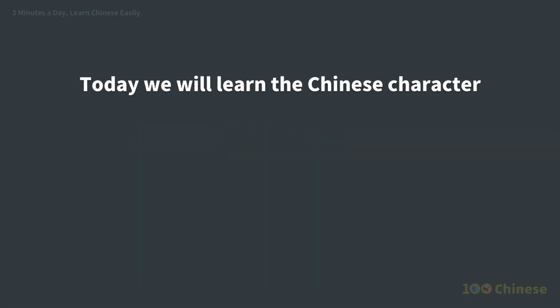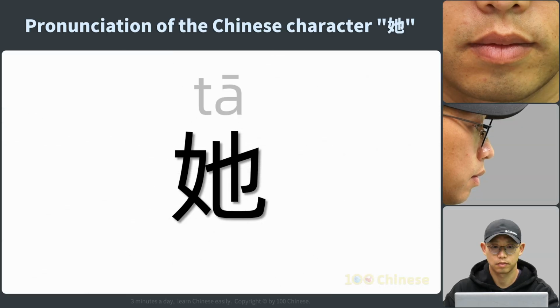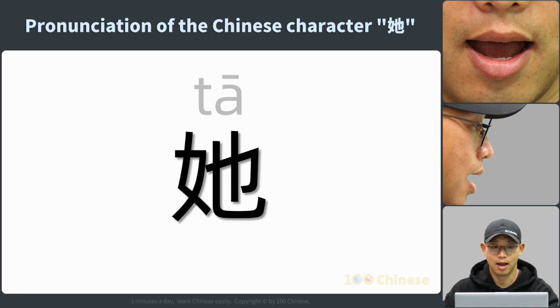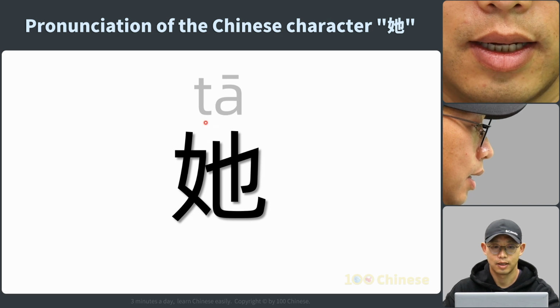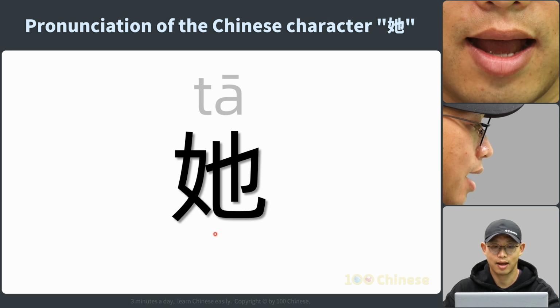Today we will learn Chinese characters. 他. First, let's learn the pronunciation. 他. th a, 他. 他.